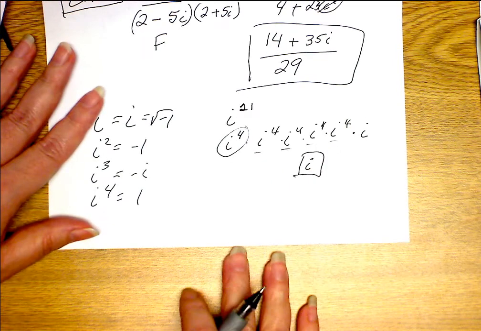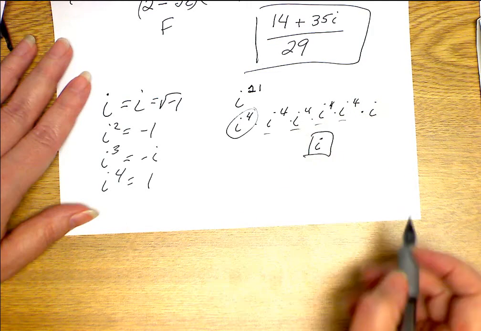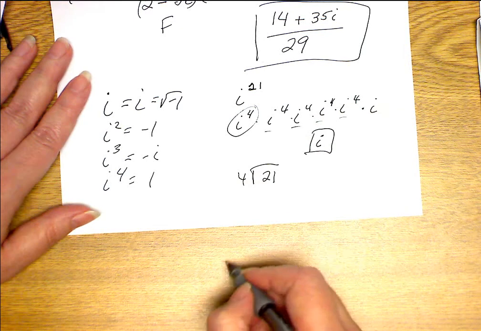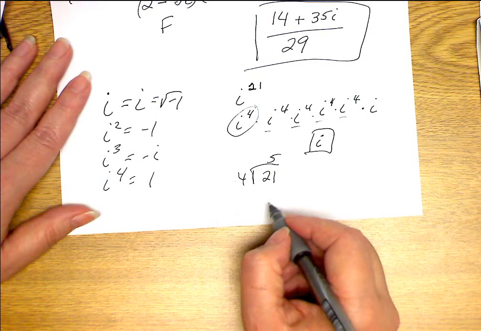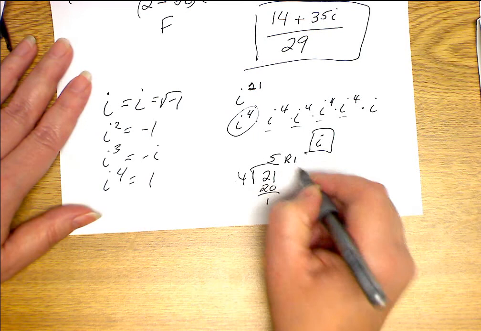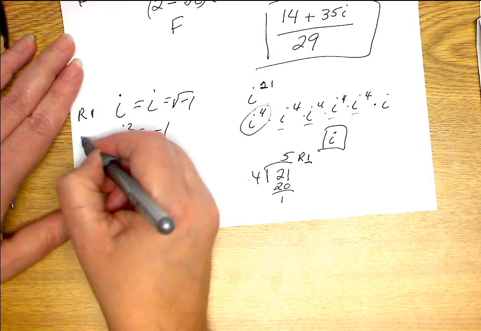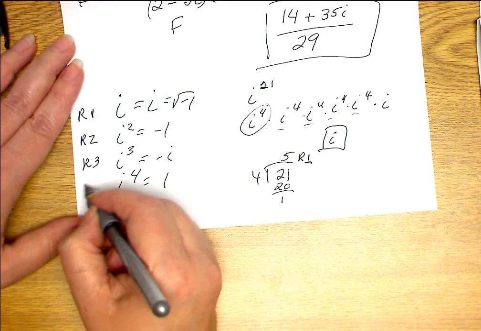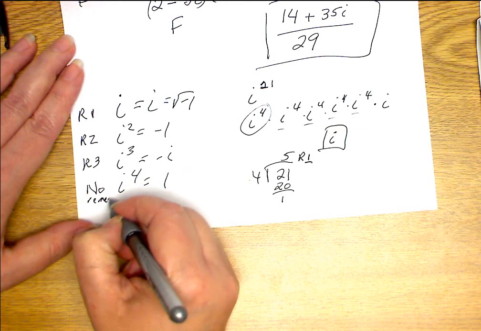The easy way to do this, I can prove it to you. If you go 21 divided by 4, that goes 5 times. 5 times 4 is 20, with 1 remaining. The remainder of 1 is i. If it's a remainder of 2, it's this. A remainder of 3, it's here. No remainder means that it's 1. So just so you know, that's the other way.